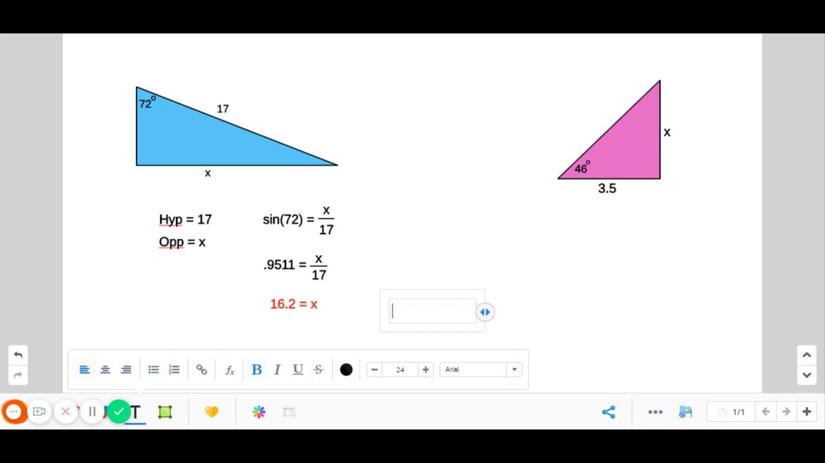Notice how when I did the sine and cosine, I rounded to about 4 decimals, but in the final answer, you can just round to 1 decimal, and it comes out to be 16.2.